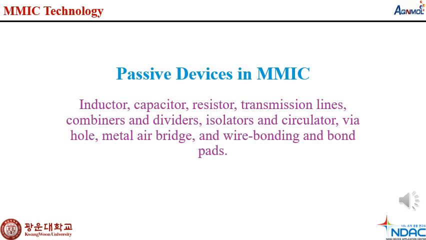Previously we have discussed the MMIC technology and the active devices, but now we will go for the passive devices in the MMIC technology. Here we have included the inductor, capacitor, resistor, transmission line, combiners and dividers, isolators and circulators, via hole, metal, air bridge, wire bonding and bond pads for these passive devices.